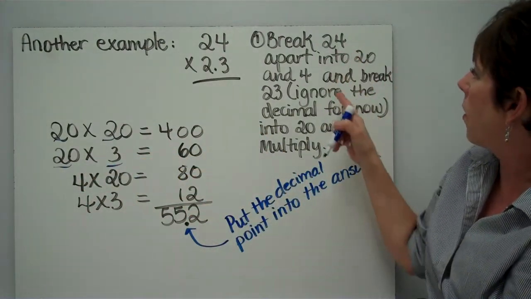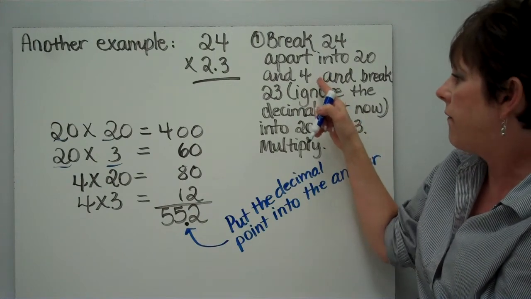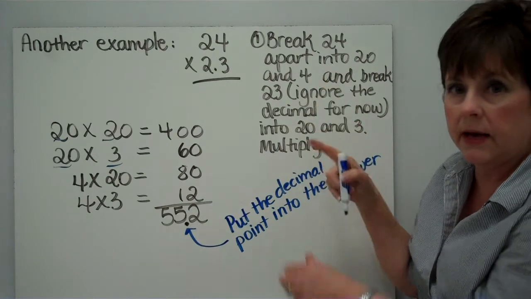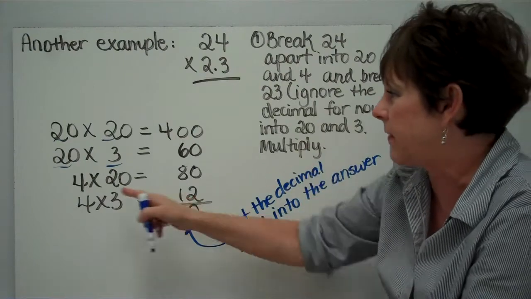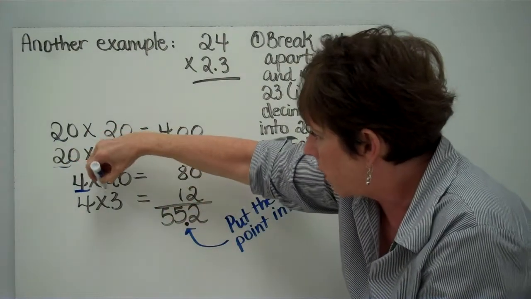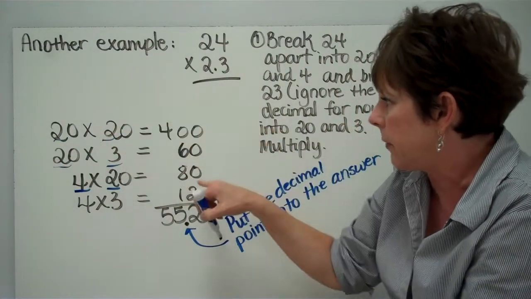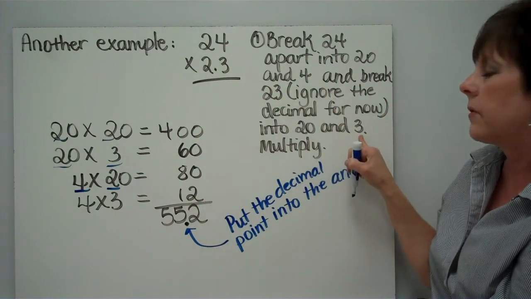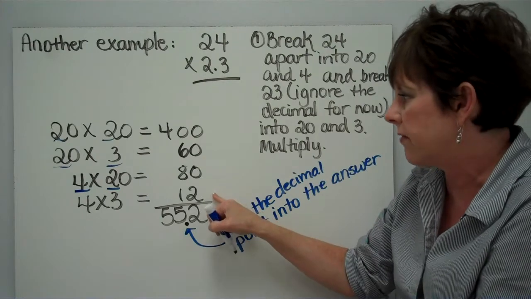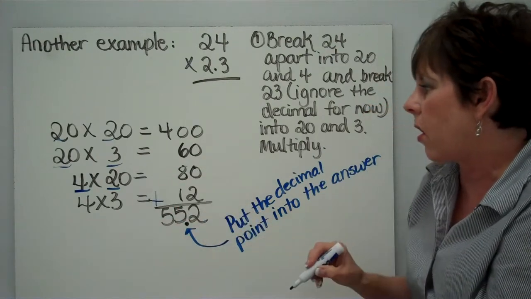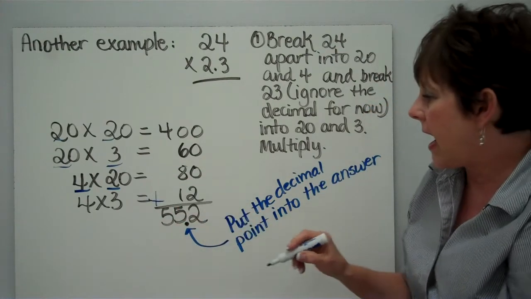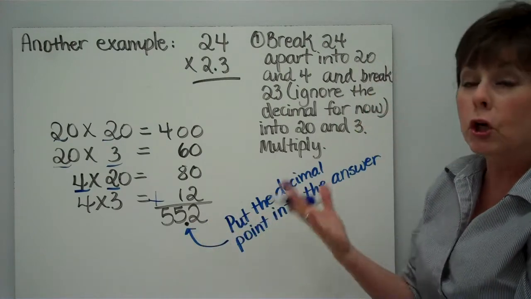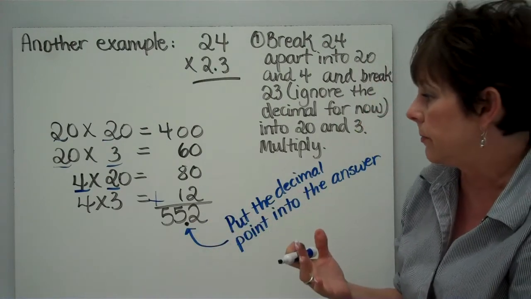Then we take the 4 of 24. 4 times 20. You have to make sure you don't leave any steps out. 4 times 20 is 80. 4 times 2 is 8. Here's a 0. Add it in there. 80. And then 4 times 3, which is 12. Then I add all of that together, and I get what looks like 552.